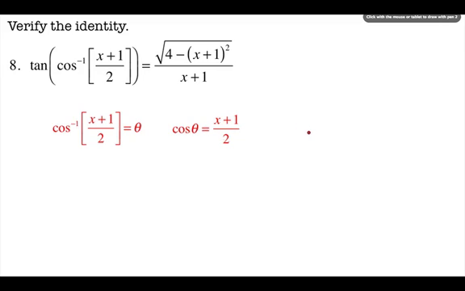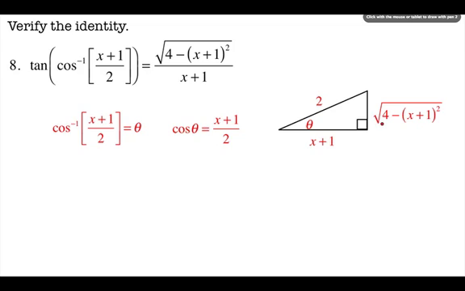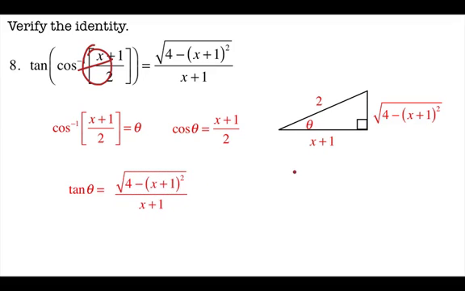From here, I draw my right triangle. Cosine is adjacent over hypotenuse. That's why I have x plus 1 here, the 2 here. By using the Pythagorean theorem, I know that this becomes that. And then at this point, again, this is equal to theta. So I'm computing tangent of theta. Tangent of theta, I go to my right triangle. If you look at this, look at that. You're done with this section.